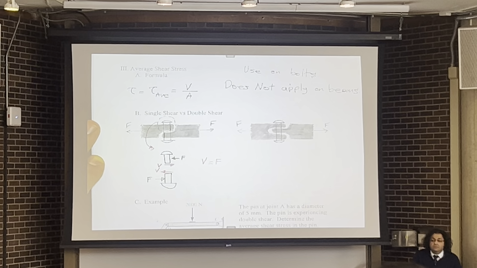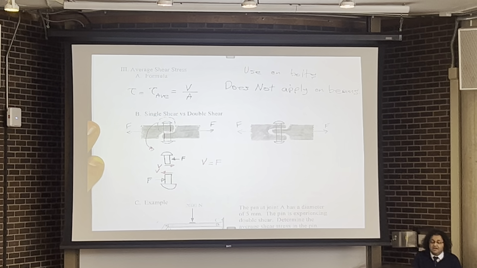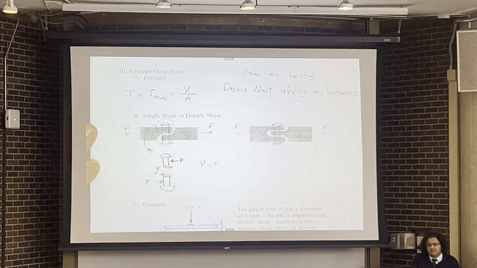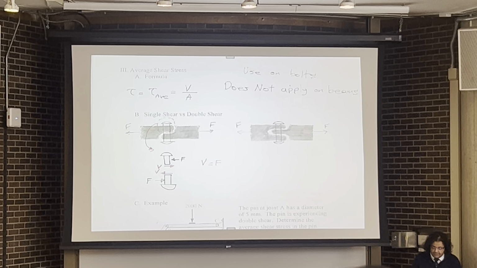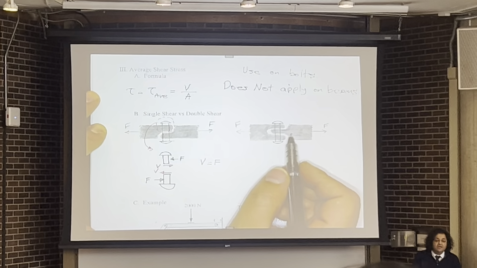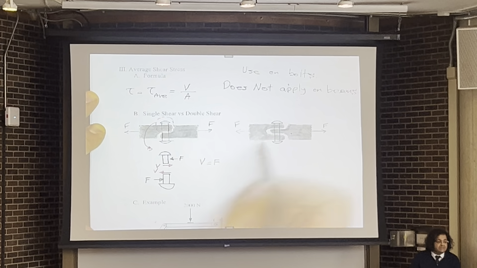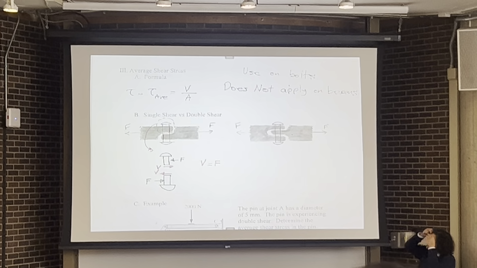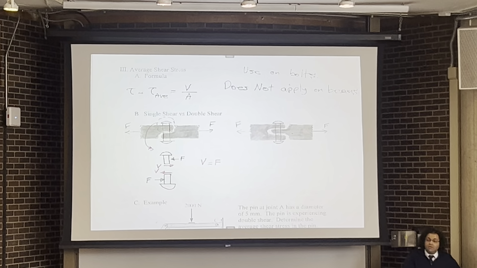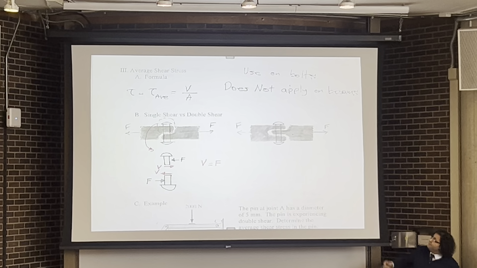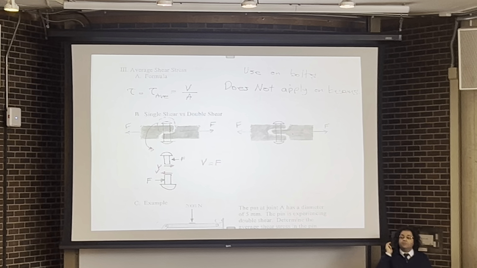But does V always equal F in these kinds of connections, in these kinds of joints? The answer is no. It depends on the number of the shear surfaces. For example, if you look at what we have on the right side, the connection is a little bit different. It looks like we have a part that is going through a slot on the left part. So we have this kind of connection, and everything is connected through one single bolt.